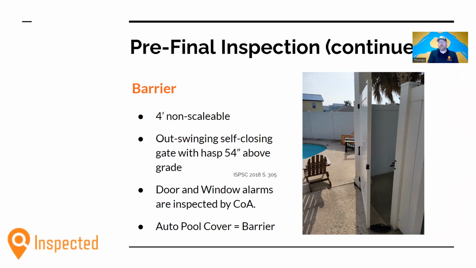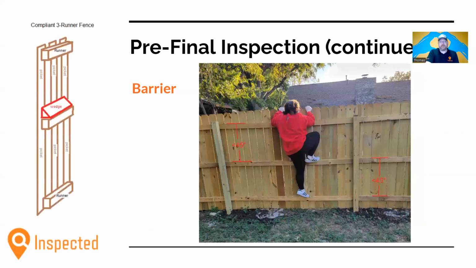The gate on the right is non-compliant because it swings inward. That hasp is 48 inches above grade, and the rusted spring did not allow that gate to swing closed. So that's just a point of interest on that particular barrier.